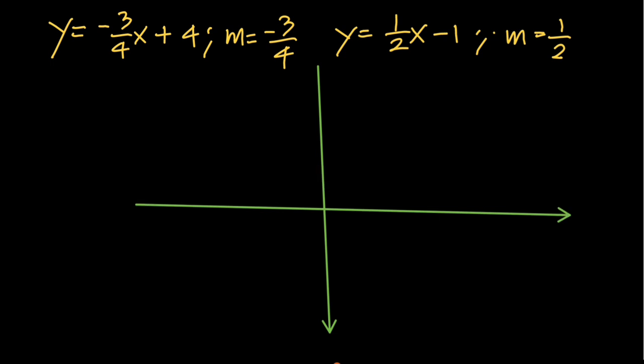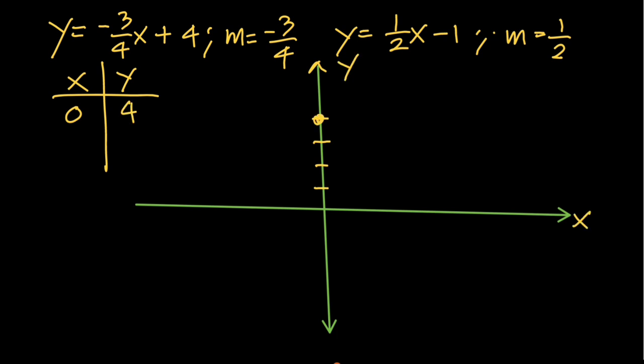Okay, for the first one we can assign values for the first equation. Let's say when x is 0, y is 4. 2, 3, 4. Okay. When x is 4, y is 1. 1, 2, 3, 4. So this is 1. Okay, so this is the graph of the first equation.